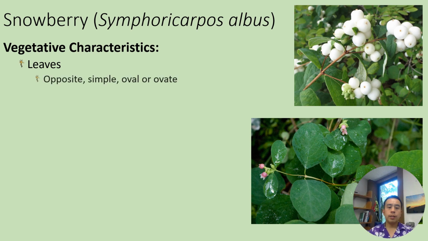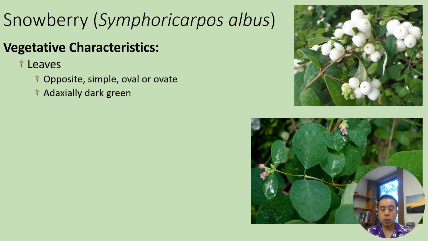Vegetatively speaking, the leaves of Symphoricarpos albus are opposite, which again means they occur on opposite sides of the stem, like you see here, and often are oval to ovate in shape, and are simple, which means they're not compound leaves. They are adaxially dark green.